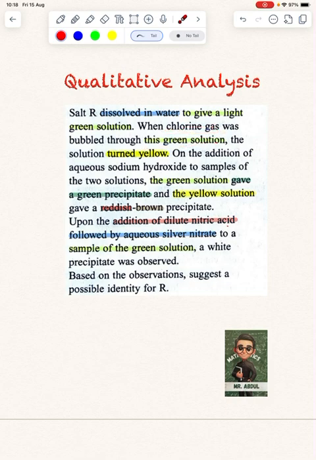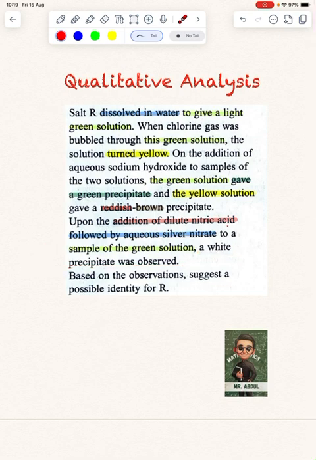Okay, and the next part, of course, upon the addition of nitric acid followed by aqueous silver nitrate, this is to test for the presence of chloride. Okay, and to the green solution, it means your R, your Fe2+, we are trying to find whether chloride is present. And voila, a white ppt was observed. Confirmation, Cl- is present.